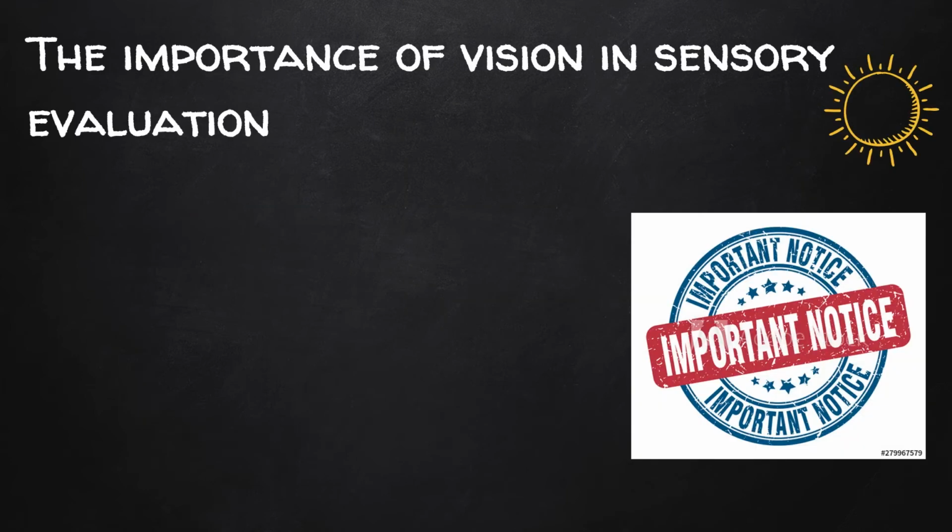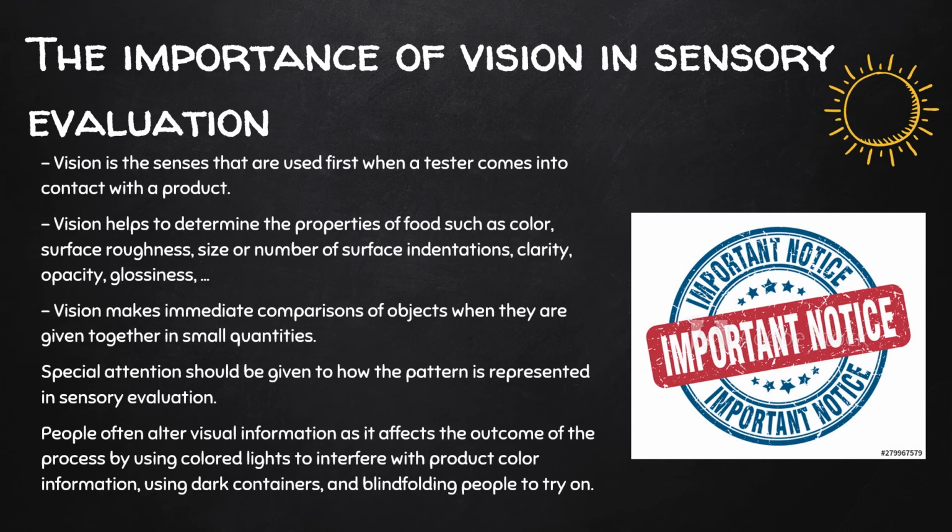Now I would like to present about the role of vision in sensory evaluation. The first part is the importance of vision in sensory evaluation. Vision is one of the senses used first when a taster comes into contact with the product. Vision determines the properties of foods such as color, surface roughness, size, number of surface indentations, clarity, opacity, gauziness. Vision makes similar comparisons of objects when they are given together in small quantity.